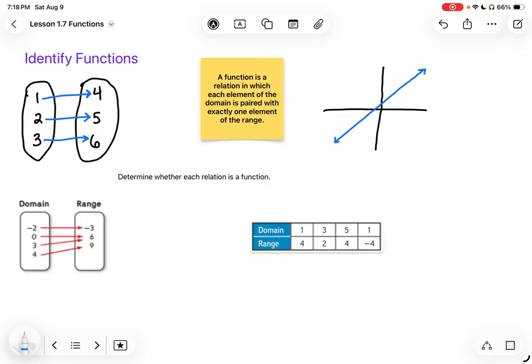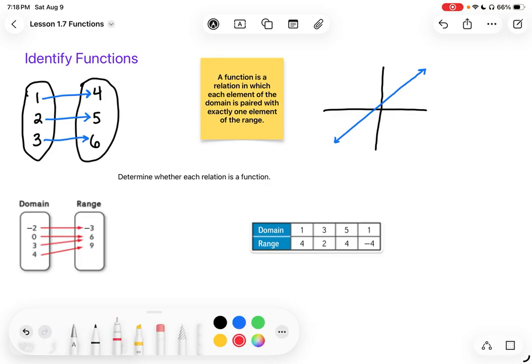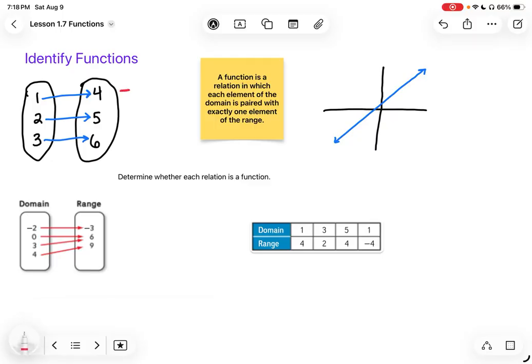The first is a mapping where each piece of this mapping is showing that an element of the domain matches exactly one element of the range. So right here we've got the 1 matched with the 4, the 2 matched with the 5, and the 3 matched with the 6. Each element of that domain matches exactly one element of the range.